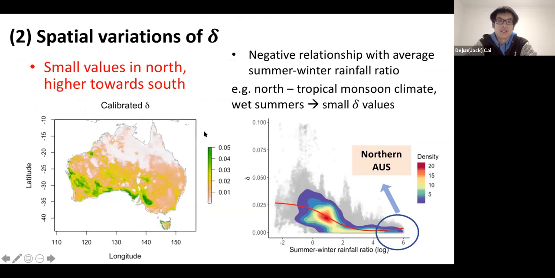For delta, the values are quite small in the Northern Australia, but becomes higher towards the south. Based on this spatial pattern, we fit the model of delta against the ratio between the average summer rainfall and the winter rainfall. And you can see that there's a very consistent curve and a negative relationship. For example, Northern Australia has a tropical monsoon climate with wet summers and dry winters, and the value of delta tend to be very small, which is circled here. So in summary, the spatial variation of delta can be linked to the seasonal rainfall patterns in each area.